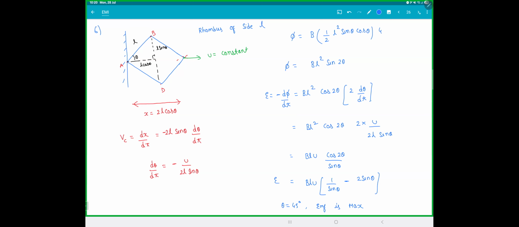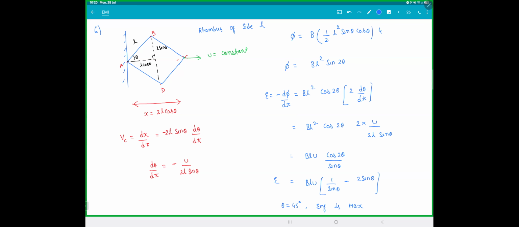That also they can ask you. Find the EMF as a function of theta and find the maximum EMF. So as it goes towards theta, the EMF will go to a maximum and then start decreasing. If I try to plot a graph, that's a cos 2 theta by sin theta graph. I don't know exactly how the graph looks, but I'm sure it will increase and then decrease, and the maximum will happen at 45 degrees.